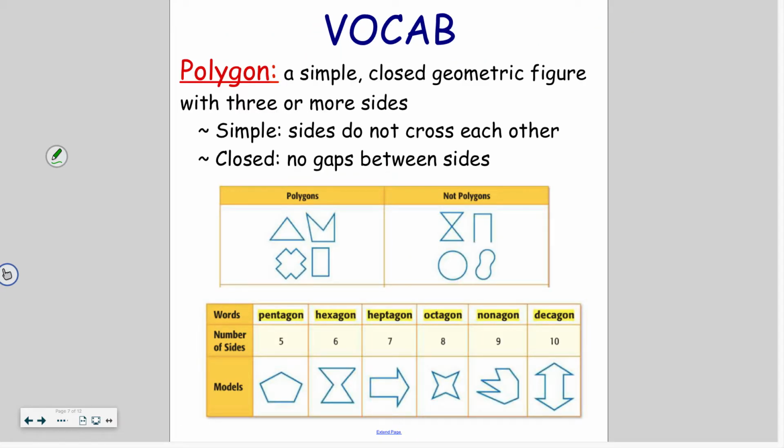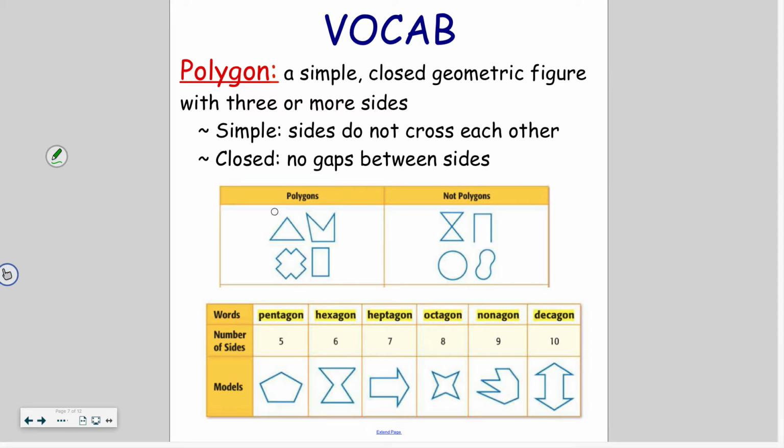Next, we're going to talk about polygons. These are simple closed figures that have 3 or more sides. Simple means that the sides do not cross each other. So this over here, this hourglass looking shape, that is not simple because these 2 lines cross over each other. Then we've got closed, which means there's no gap in between these sides. So this second example is not a closed figure. These last 2 non-polygons are not polygons because they are curved. A curved line is not a side, so it does not count when we are counting sides.